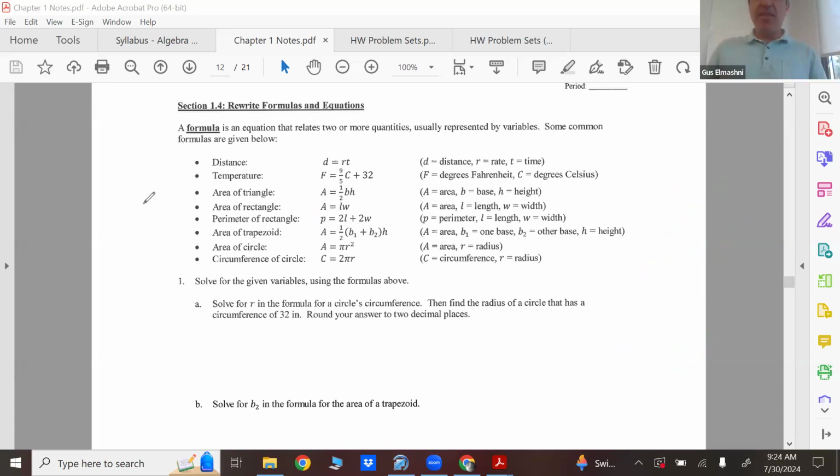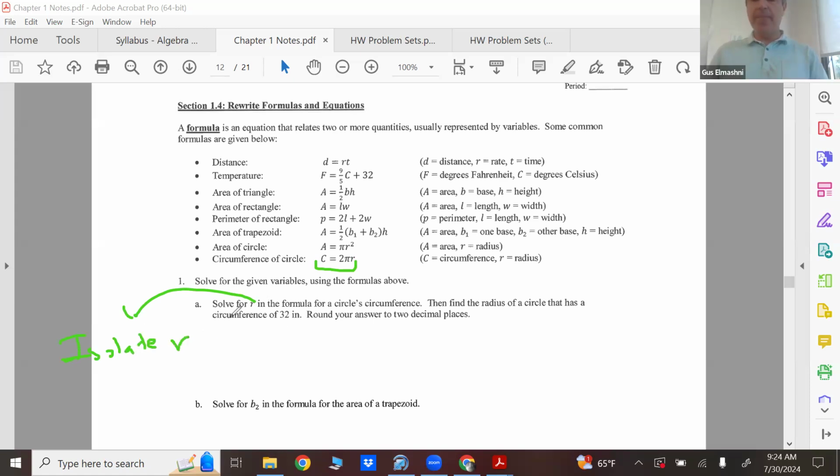Memorization is actually the thing I despise. So I'll give you these things. But it's a matter of how we work with these formulas. That's what I care more about, right? So let's look at part A. You want to solve for R in the circle circumference. So if you're given the formula, solve for R means isolate R. That's what it means. You want to isolate R.